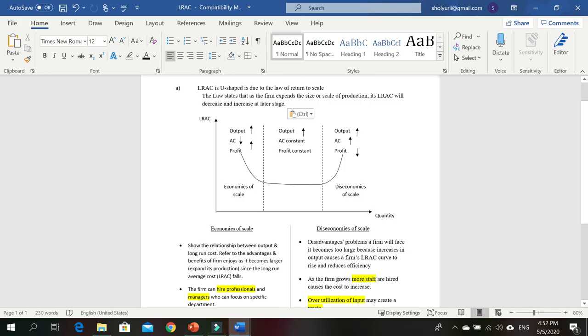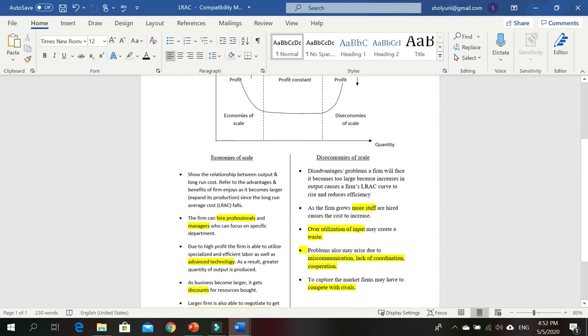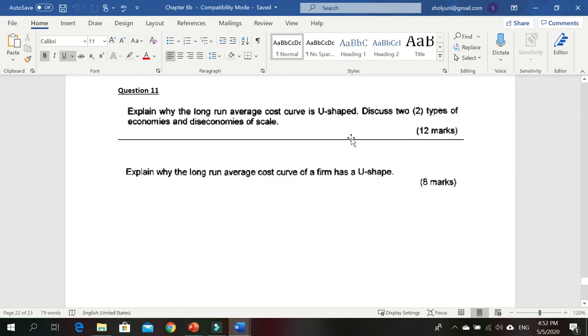And labeling, macam ni semua kena label. LRAC, tak perlu tahu nama penuh dia. LRAC, quantity. And then letak, jadi sebelah economies of scale sebelah sini. Sebab soalan tu tanya, discuss 2 types of economies and 2 types of diseconomies of scale.